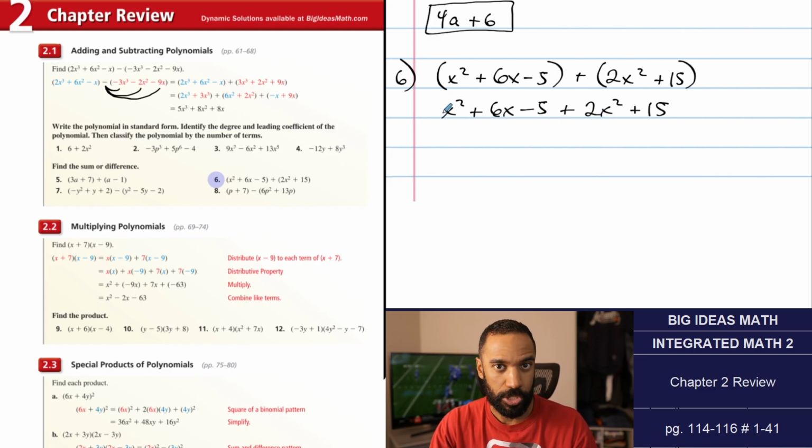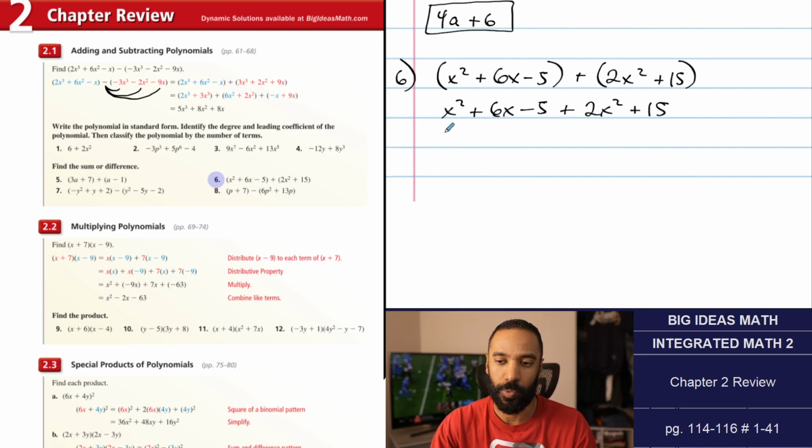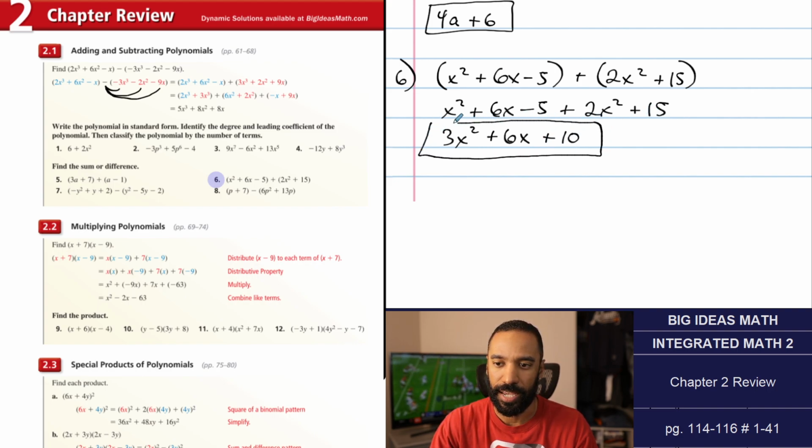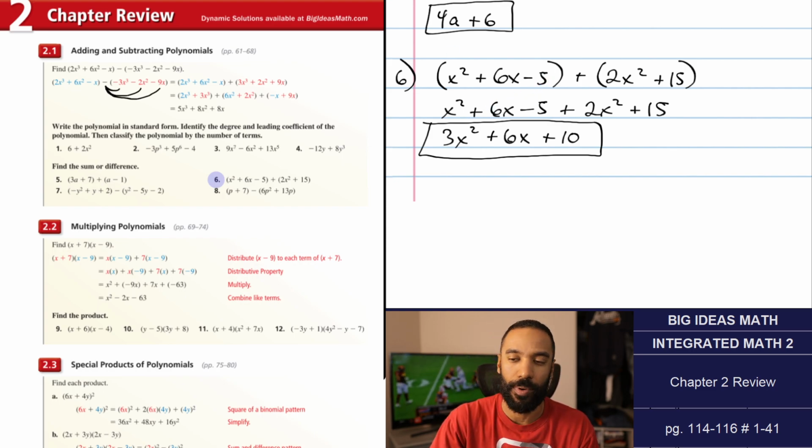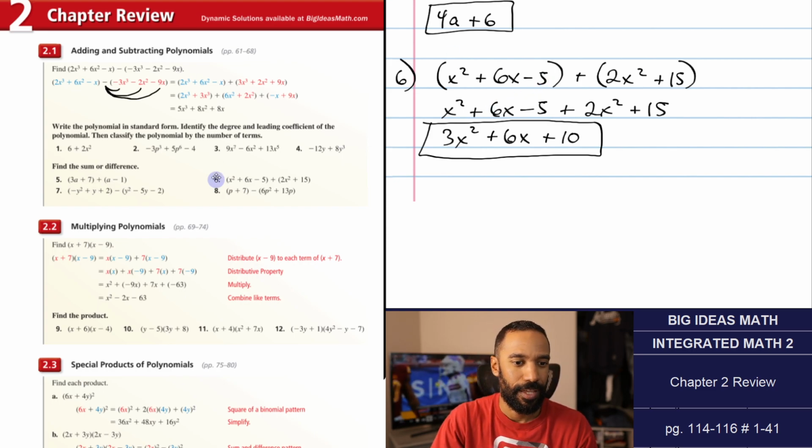Anyway, I'll start with the x squared terms as it's in standard form. 1x squared plus 2x squared is 3x squared. 6x doesn't seem to combine with anything, so I get a plus 6x next, and negative 5 plus 15 is positive 10. And there is that guy there. I don't believe that would be factorable. Not that they're asking us. That is a quadratic trinomial. Let's move on to number 7, and I need another page of binder paper.